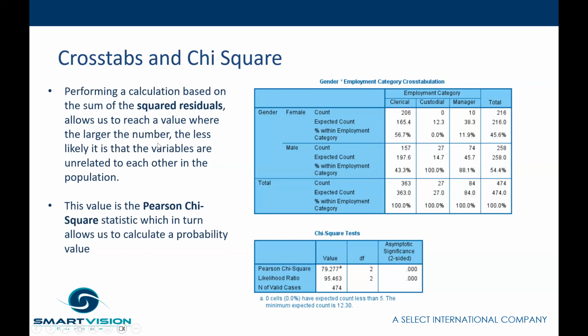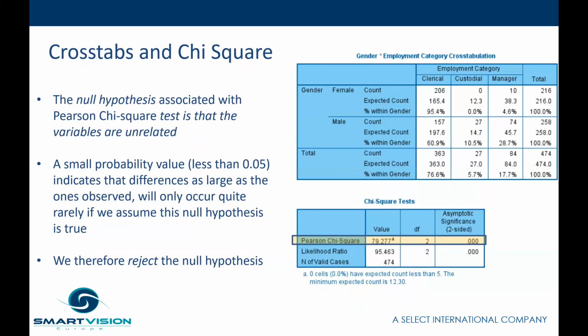And that allows us to then say, well, how often would you see a difference that big? In exactly the same way that if we were to flip a coin and have it come up 75 times heads and 25 times tails, we can say, how often would we expect to see a difference that big? So the null hypothesis, as we know, associated with chi-square test, is that the variables are unrelated.